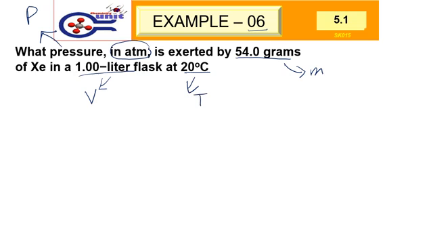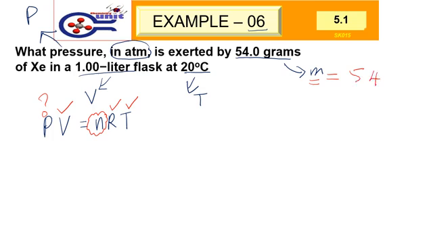So, kita boleh apply the PV equals to nRT. Why? Because P you need to find out the value for the pressure. V dah provided in the question, 1 liter. R is the gas constant value, 0.08206 liter atm per mole per Kelvin. And then temperature is 20 degree Celsius. So, sekarang ni n value, the mole of gas depends on the mass of the gas lah. Iaitu mass equals to 55 gram, betul?